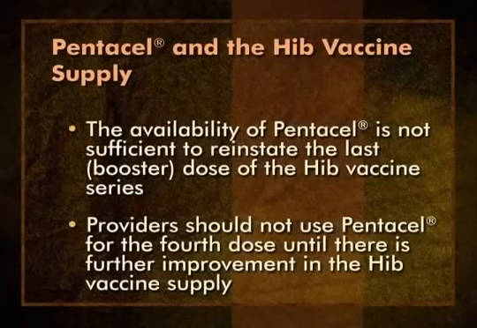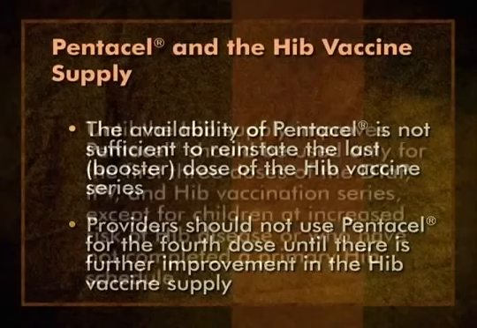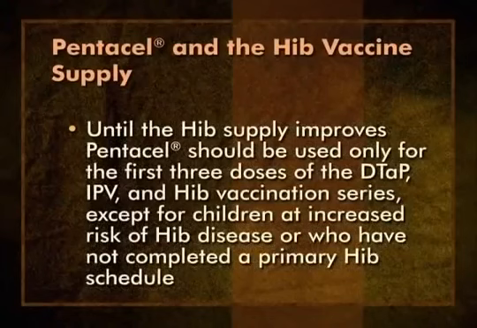Although Pentacel is licensed by FDA for the 4th dose in the DTaP, IPV, and Hib series, providers should not use it for the 4th dose until there is further improvement in the Hib vaccine supply later in 2009. Until the Hib supply improves, Pentacel should be used only for the first 3 doses of the DTaP, IPV, and Hib vaccination series, except for children at increased risk of Hib disease or who have not completed a primary Hib schedule. More information on the Hib shortage is available on the CDC Vaccine and Immunizations website.